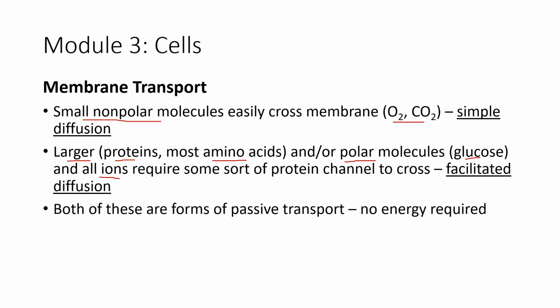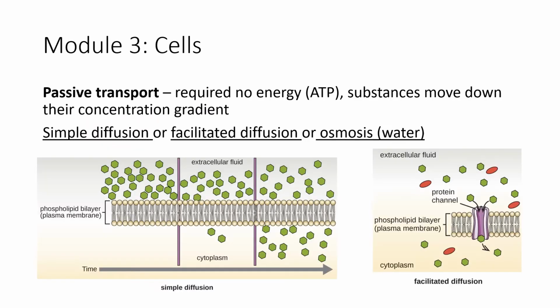When something needs a protein channel, but it's still going from a high concentration to a low concentration, we call that facilitated diffusion. Both of these are what we call passive transport, meaning no energy required. Again, passive transport, no energy required, meaning no ATP. Remember, ATP is the form of energy our cells need. Substances are just moving down a concentration gradient. Remember, when you see that word gradient, it just means difference.